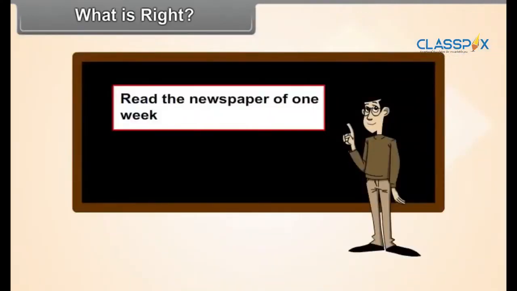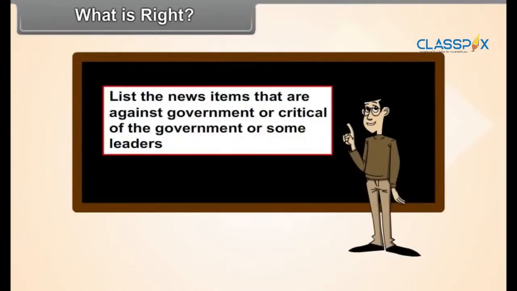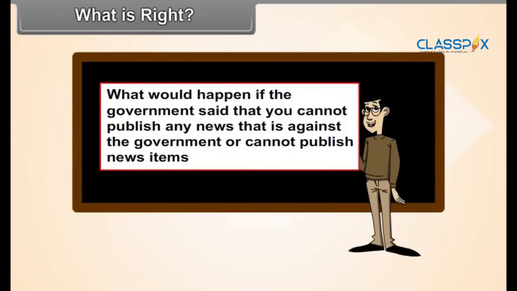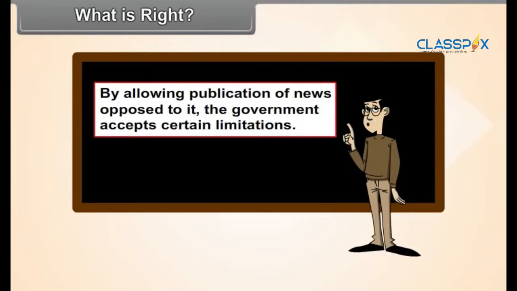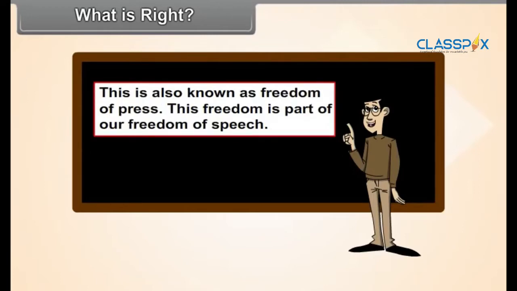Read newspapers of 1 week. List the news items that are against the government or critical of the government or some leaders. What would happen if the government said that you cannot publish any news that is against the government or cannot publish news items that criticize the government? By allowing publication of news opposed to it, the government accepts certain limitations. This is also known as freedom of the press. This freedom is part of freedom of speech.